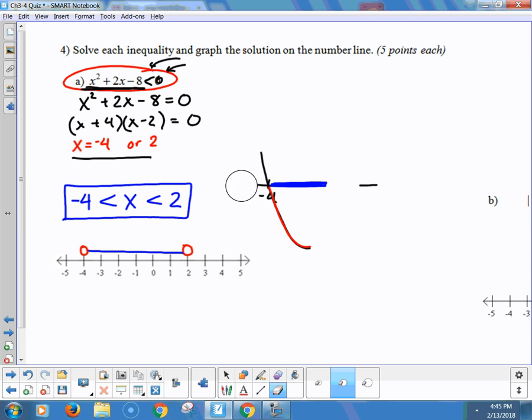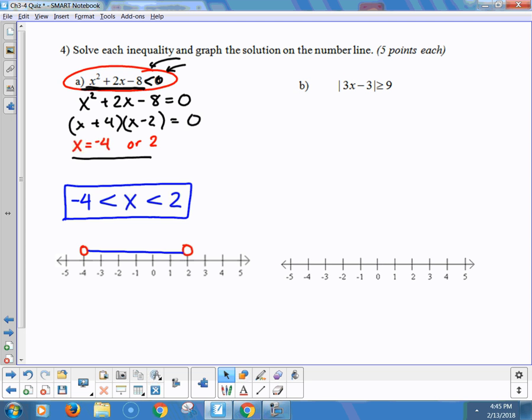Let's take a look at part B. Part B says, solve this and graph solutions on a number line. Well, again, this is an inequality. I recommend the way to go is to start by solving an equality. What makes the absolute value of 3x minus 3 equal 9?